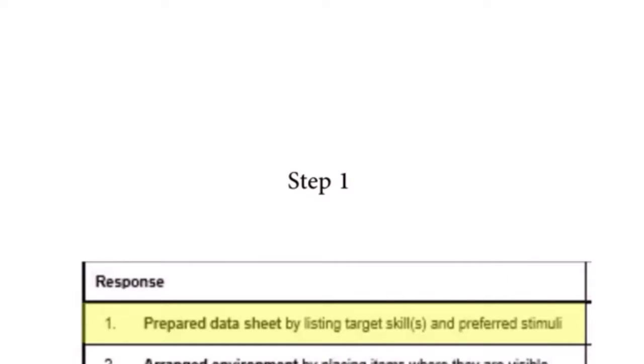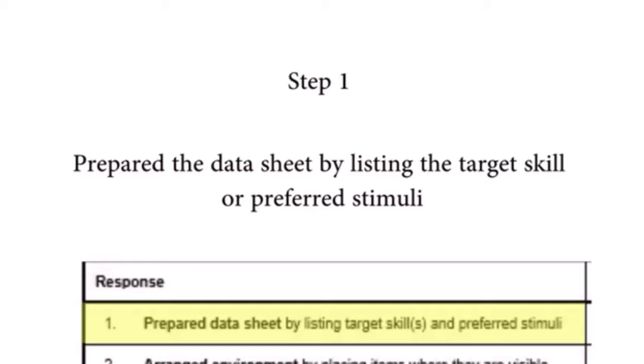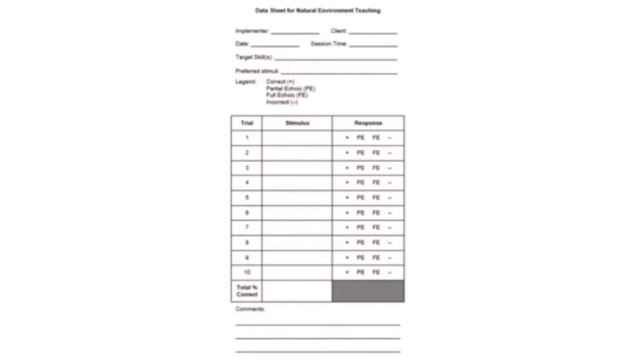Step 1. Prepare the data sheet by listing the target skill or preferred stimuli. Here is an example of the data sheet that the instructor will be using to collect data. On this data sheet, we want to make sure that the instructor filled out the name, client's initials, the date and start time of the NET program, the skills that will be taught, and any items that may be preferred. These preferred items were determined by results of a preference assessment.